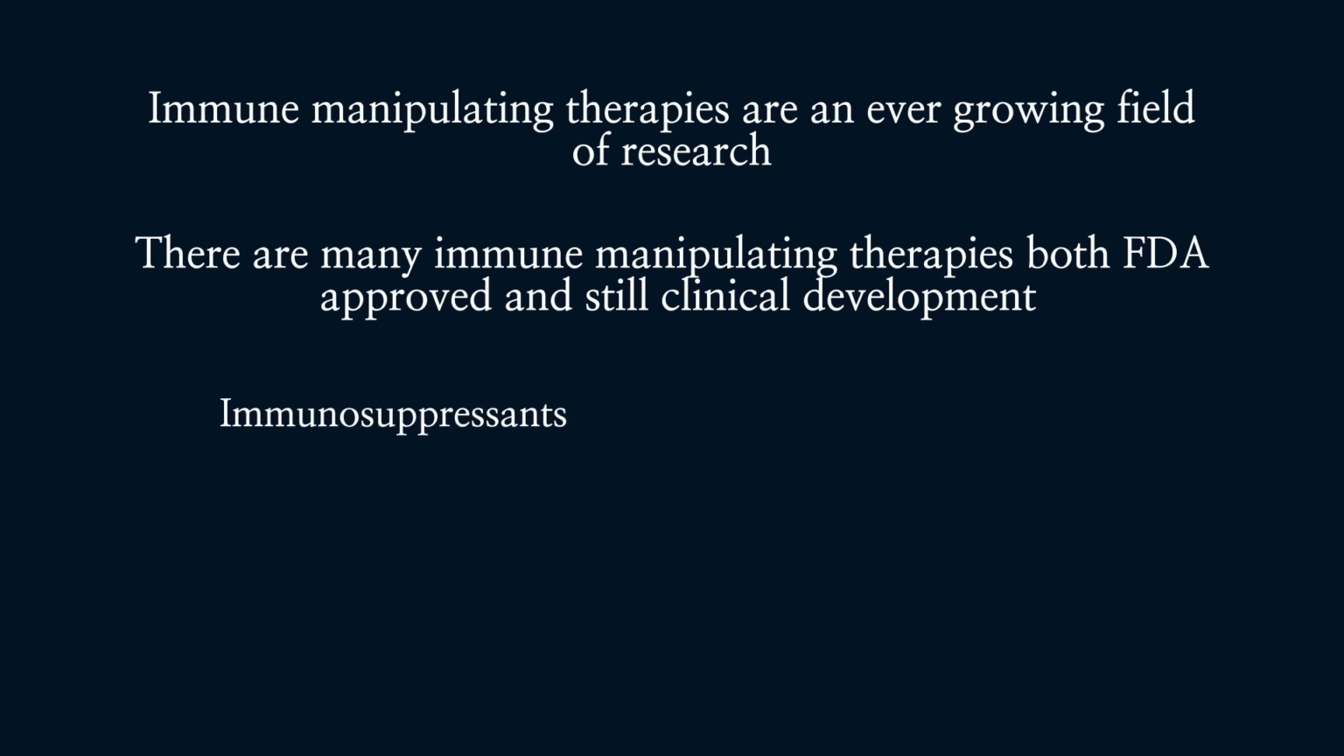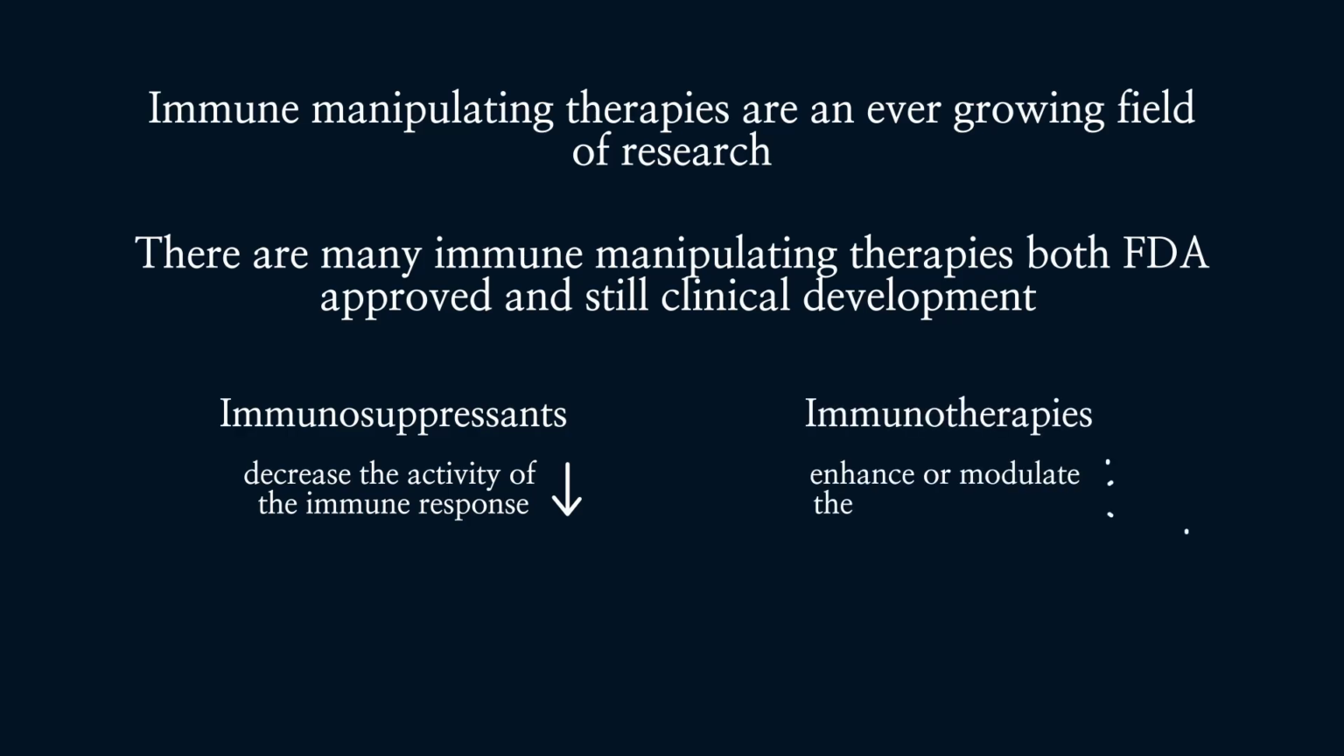Immunosuppressants are treatments meant to decrease the activity of the immune response, while immunotherapies are treatments meant to enhance or modulate the immune system to prevent tissue damage. Both of these methods have their benefits and their detriments, so let's break them down individually.